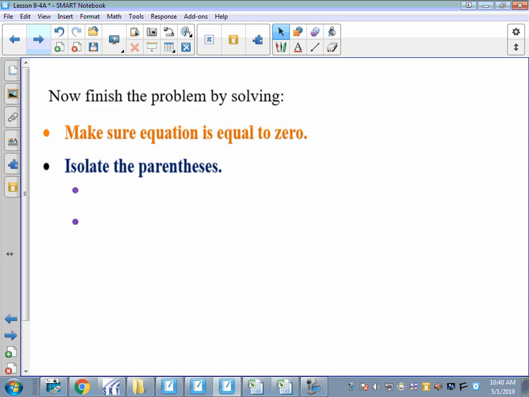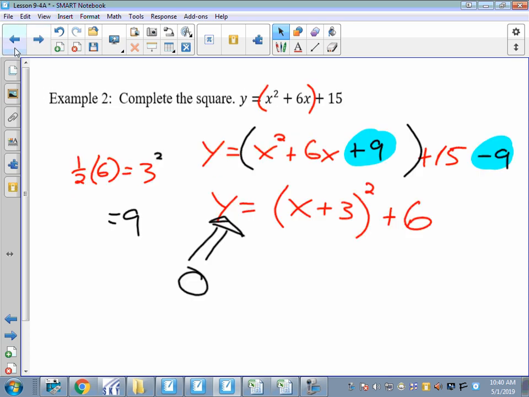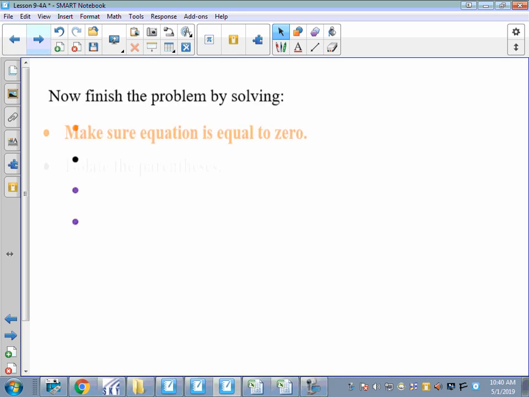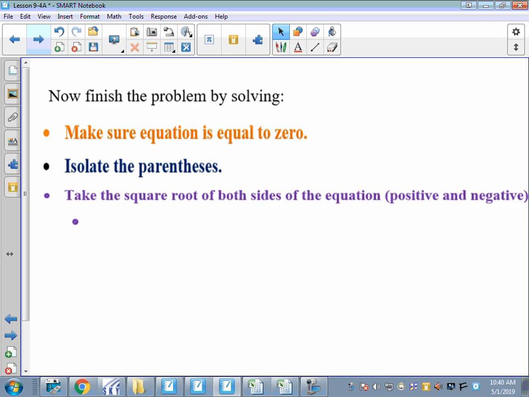Isolate the parentheses. That's a fancy way of saying we want to get the parenthesis by itself. Remember over here we had this 6. So we'd have to subtract the 6 and bring it to the other side because we want to get the parenthesis all by itself. So make sure it's equal to 0, isolate the parentheses, then take the square root of both sides of the equation. Remember, that's going to get rid of the squared part of your binomial.